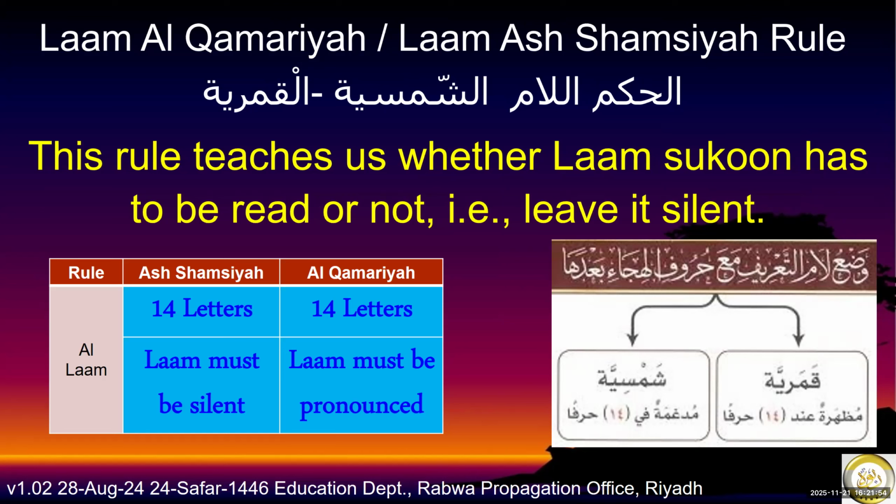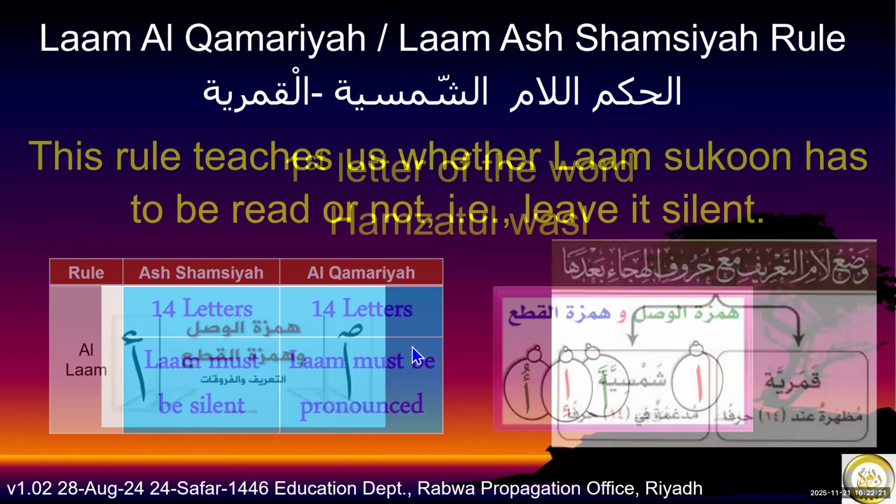So lam qamariya, these 14 letters. When you see lam qamariya, then lam must be pronounced in that word. If the word is lam shamsiya, in that word, lam must be kept silent without pronunciation. So 14 letters and 14 letters. These are the lam qamariya and lam shamsiya letters.